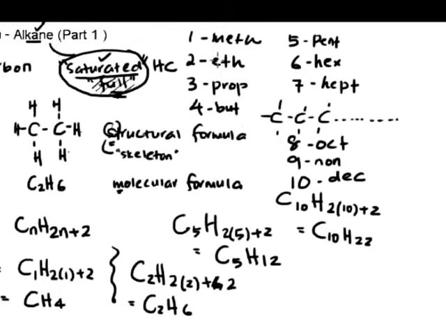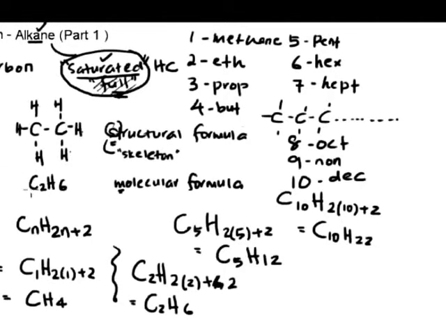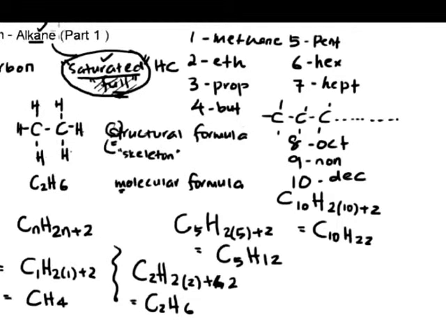So to name this compound CH4, since they have 1 carbon, I am going to call it methane. And how about this C2H6? They have 2 carbon and they're saturated and they belong to the alkane family. So I would call it ethane.